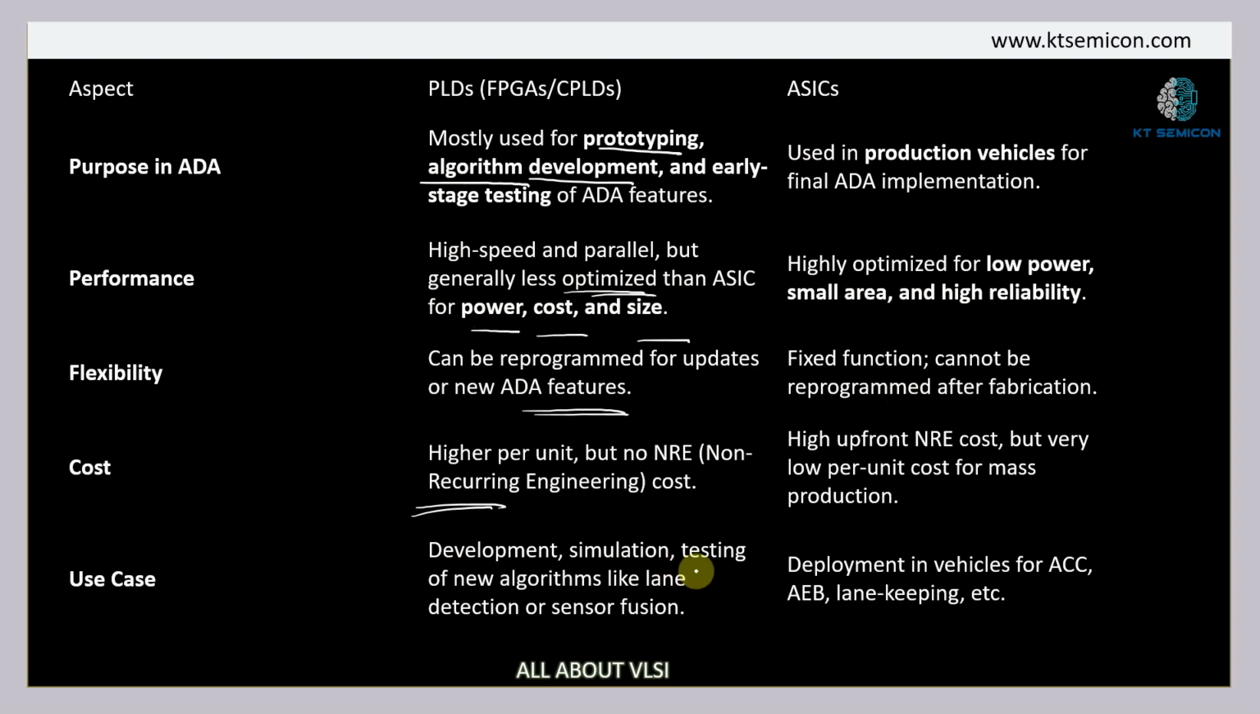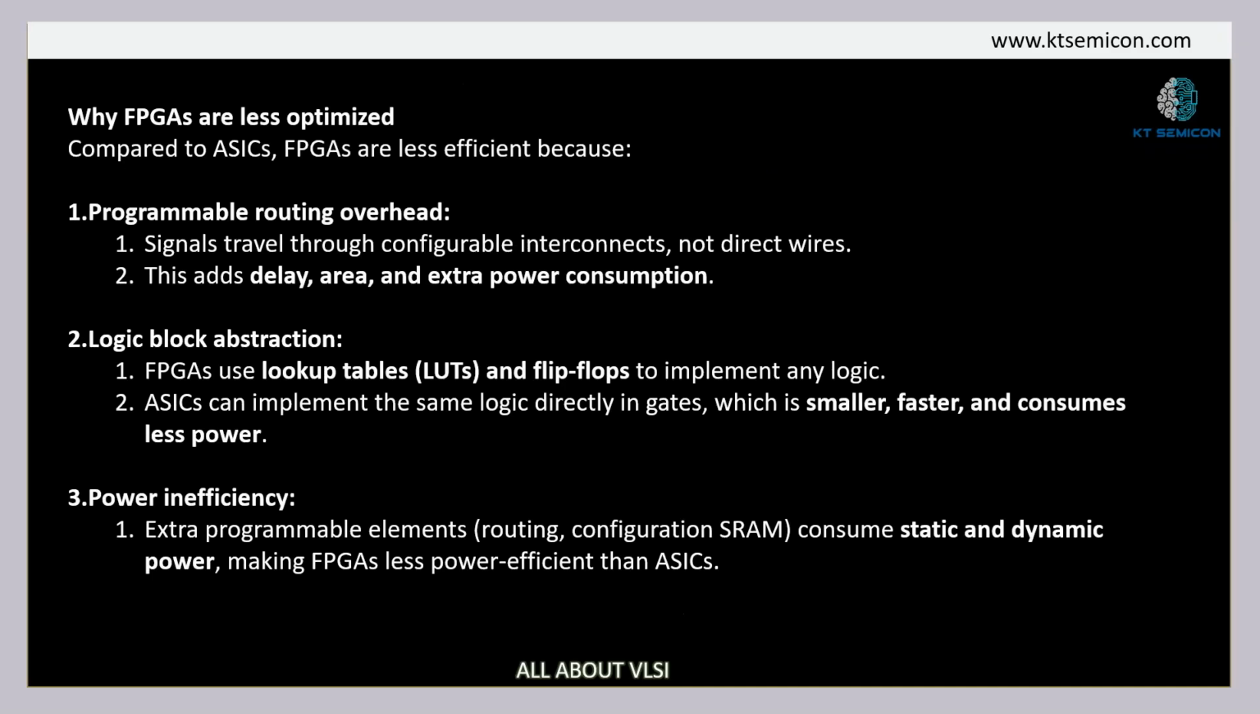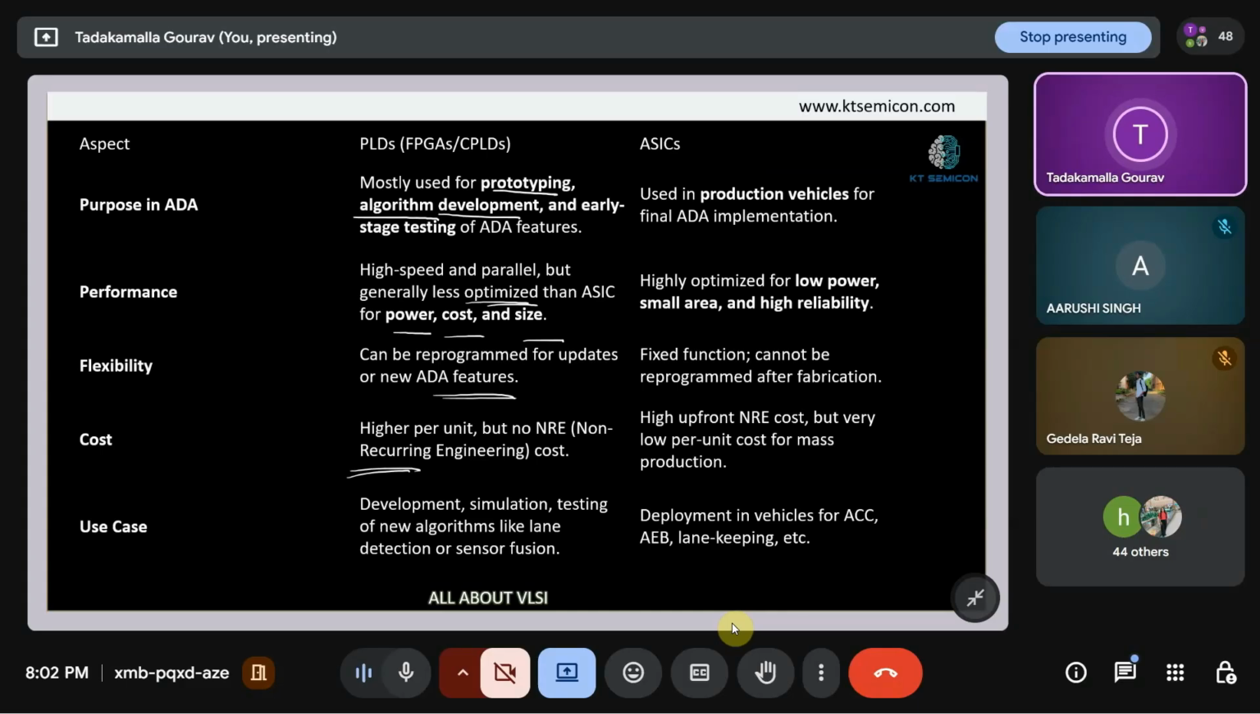And for use case, you can use FPGAs for developing simulation and testing of new algorithms like lane detection or sensor fusion. And coming to your ASICs, you can directly make it a product and deploy it in your ADAS unit or the control unit. Okay. So, are there any doubts or any other queries till now?